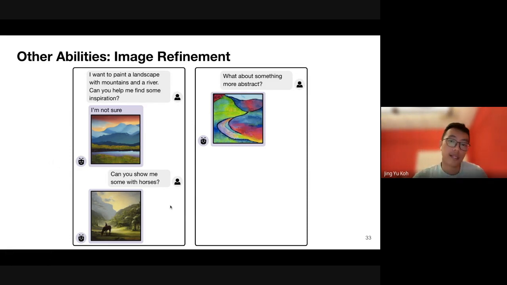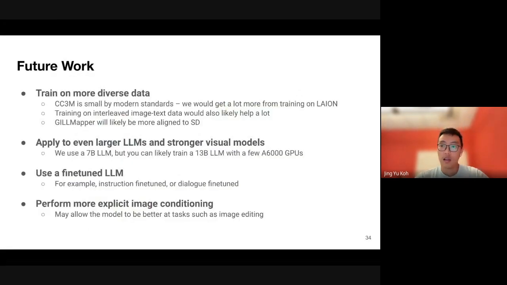You can again follow up and say, can I have something more abstract? So even though you don't say, can I have a river and mountain landscape that is more abstract, it's able to again do some form of co-reference resolution and produce abstract outputs. In this case, we've lost the horse, but it's demonstrating some kind of capabilities along these lines. So I think GILL was, oh yes, Ahmad.